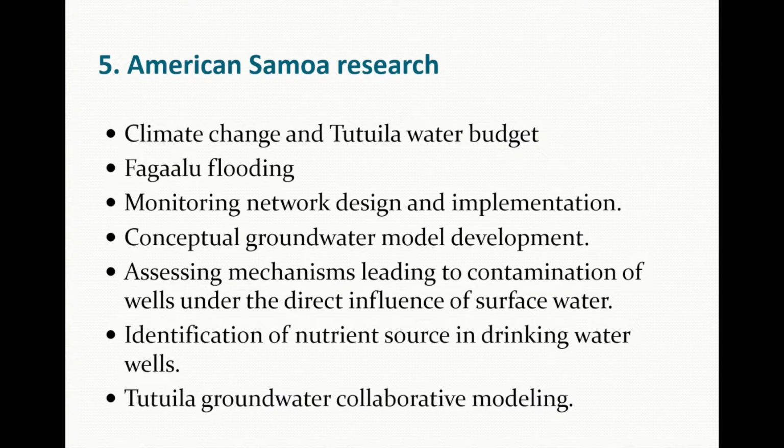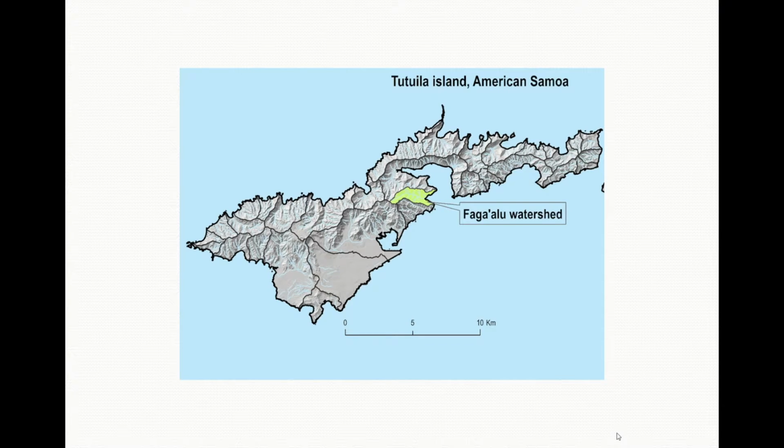For American Samoa, we did a number of studies, including installing a monitoring station for weather and for stream flows. Then we did some modeling and assessed contamination to wells and found out which sources of contamination are more serious. Then we did some collaborative modeling with the agencies there. Here are some examples. It was to study flooding in the Paga'alu watershed, which is shown in green here over in Tutuila Island.